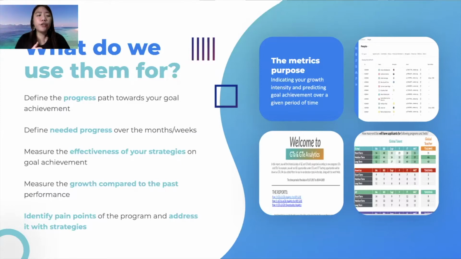Okay, so the third one will be about measuring the effectiveness of your strategy on your goal achievement, because all of our strategy is designed to support our goals. So if you're able to identify, okay, this is the goal of my strategy, and I'm not achieving my goal, maybe the reason is because your strategy is not really effective and is not addressing what you need in order to achieve your goal.